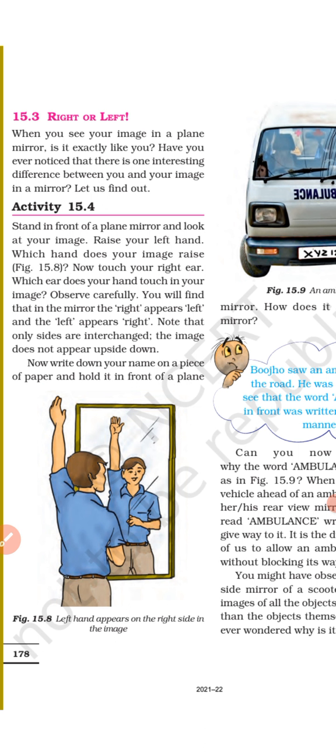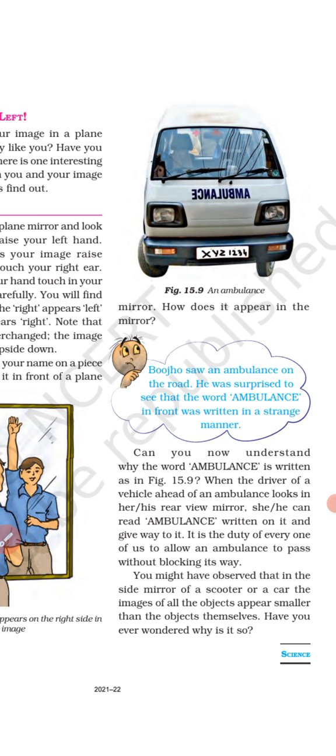Observe carefully. You will find that in the mirror the right appears left and the left appears right. Note that only sides are interchanged. The image does not appear upside down. Yes, the image is erect, it is upright. Now write down your name on a piece of paper and hold it in front of a plane mirror. How does it appear in the mirror? It is laterally inverted.